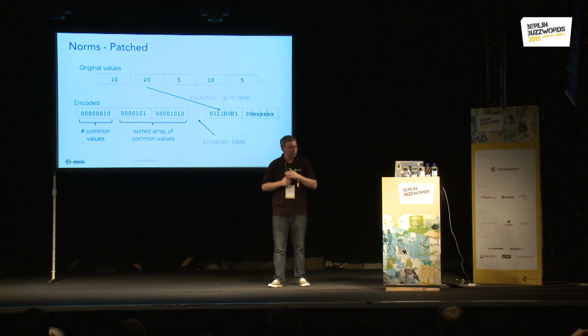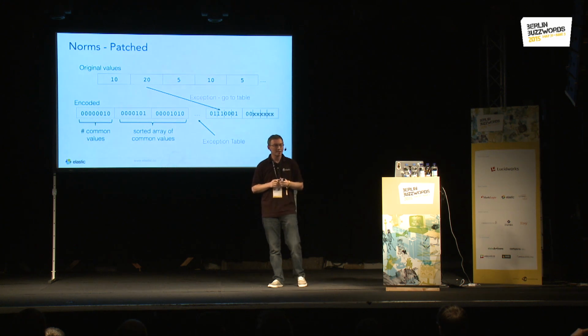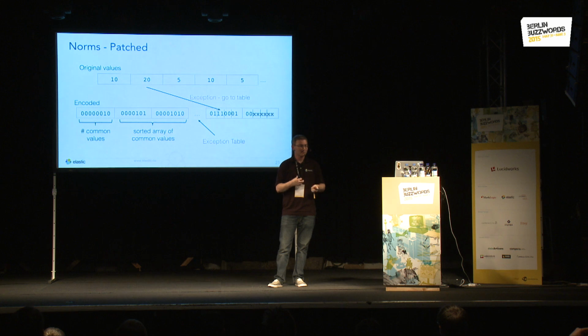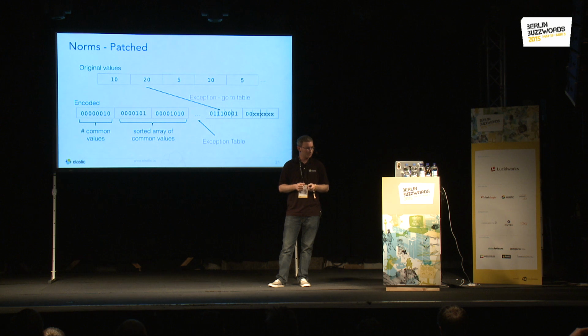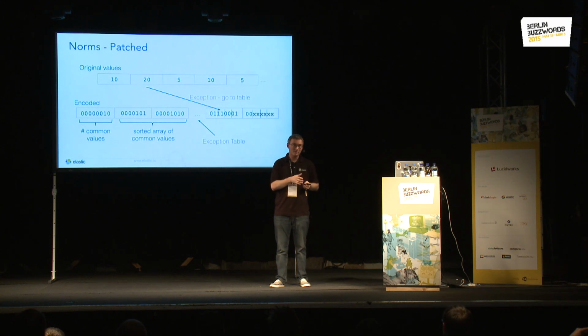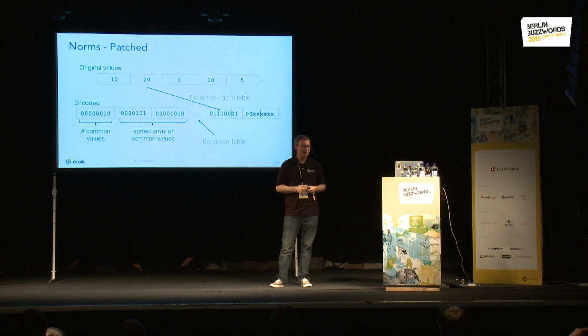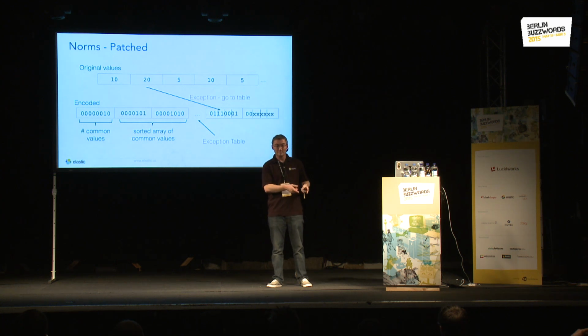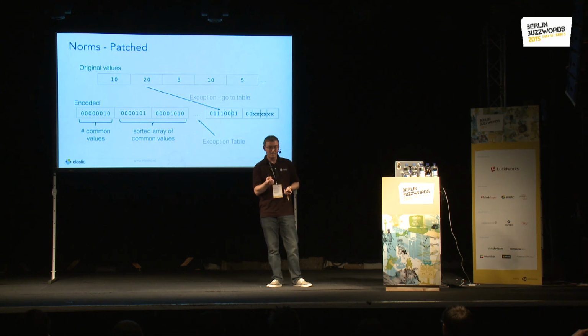And the final one that we're going to talk about for norms is patched. So there are actually 2 patched, but they're basically the same. The idea here is to combine a couple techniques that we've already seen. So we again have common values, but this time it's multiple common values. So if we have a small number of common values, then we can again use an array of sorted values and use the index into there as an ordinal, meaning an identifier for that value.